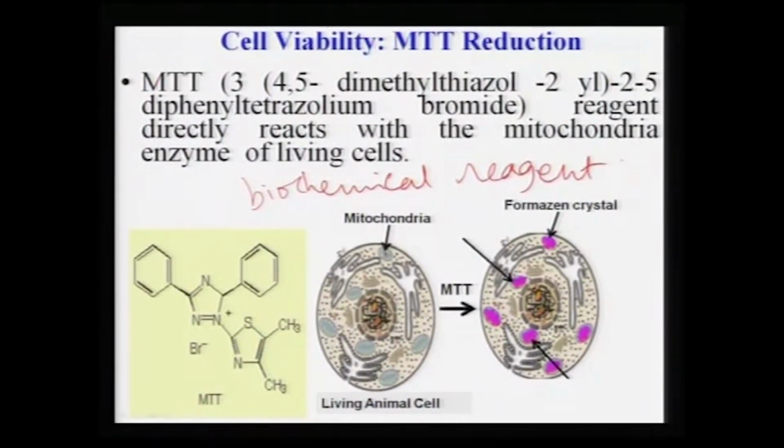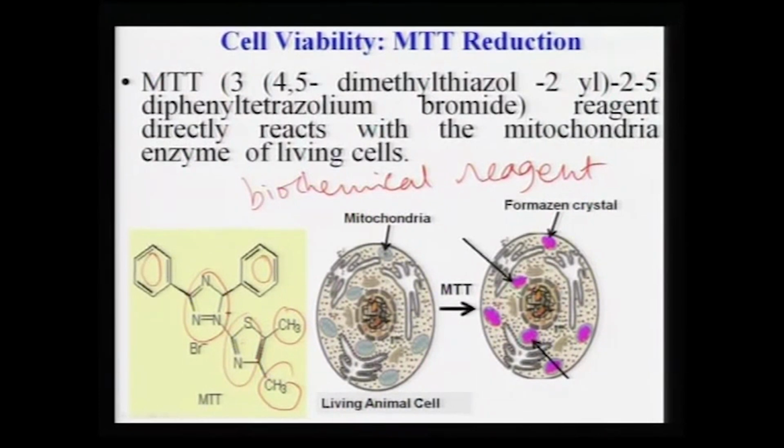What you see in the MTT? You have several benzene rings. This is one ring, this is another ring, and there are different other bondings here in this case, and there are methyl groups also loaded here. So, when this MTT reacts with live cells, what will happen?